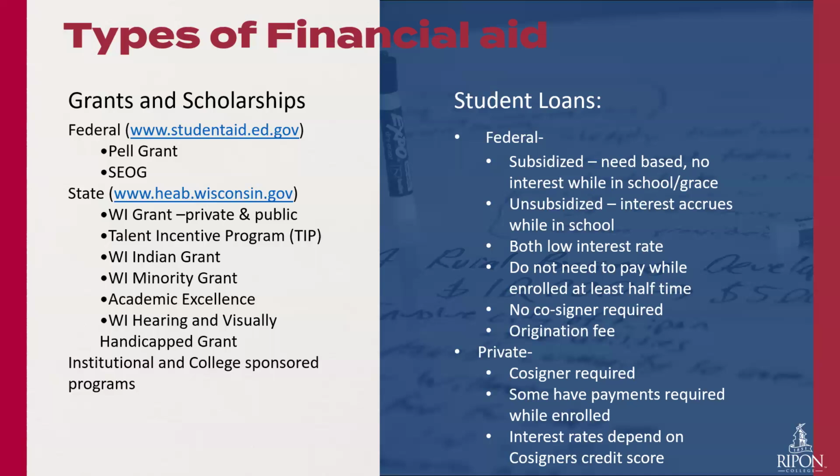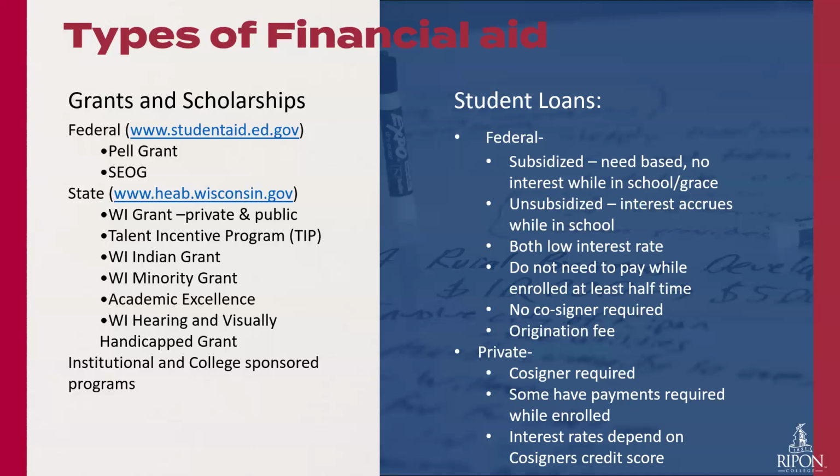Next, moving on to student loans. So federal student loans, the student would have to file the FAFSA to be eligible for that. A student loan is just that. It is a loan that is in the student's name.